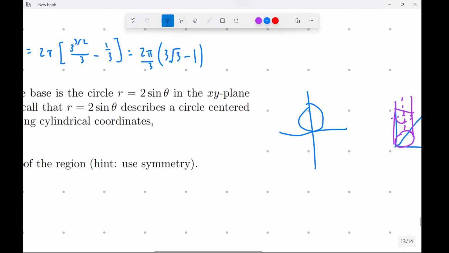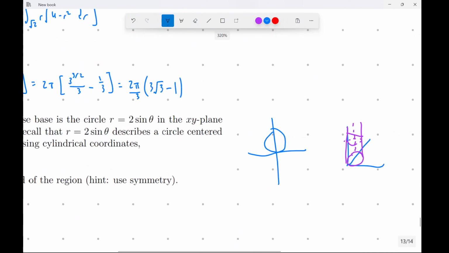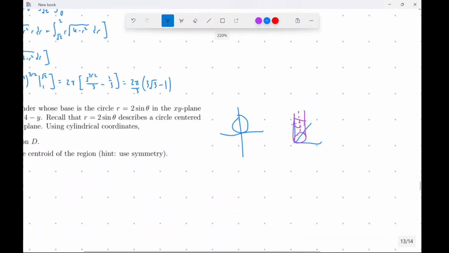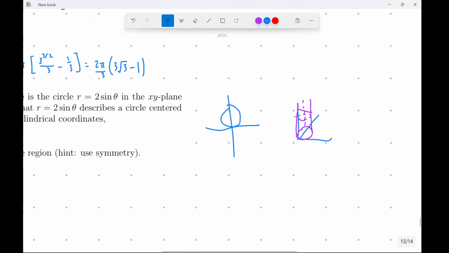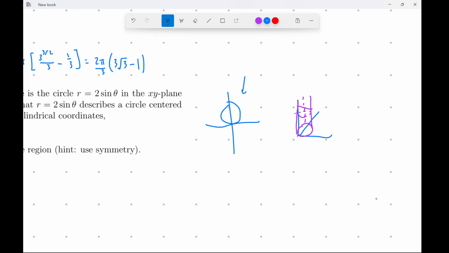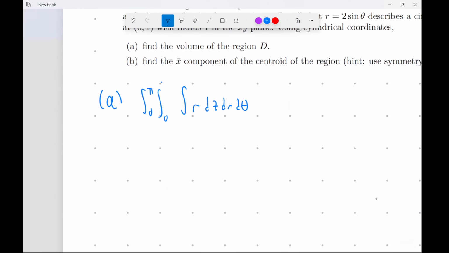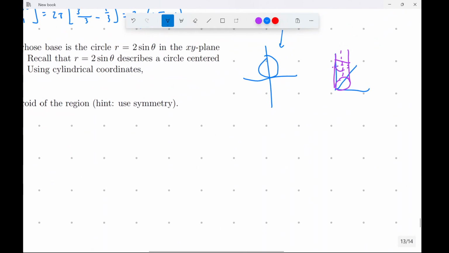And then r, well, they gave us the formula for r. This curve is r equals 2 sine theta, and so our bounds for r are just 0 to 2 sine theta. And then we can worry about our z.